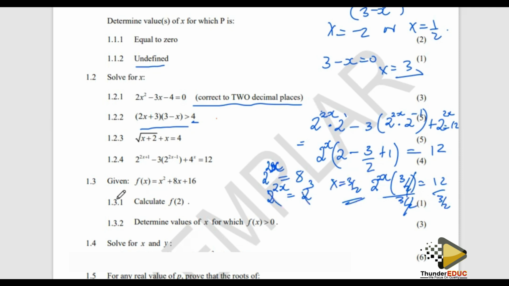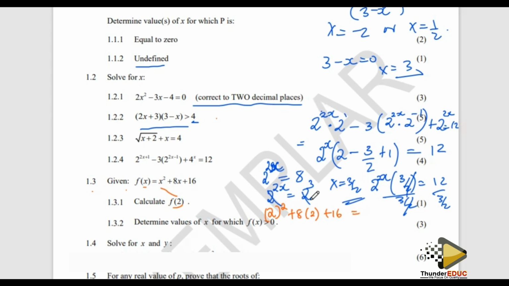Then we move on to 1.3. If we're given f of x as this, so function of x is given as that, can we calculate f of 2? Remember, x is being replaced with a 2. Then let's do the substitution. Wherever there's x, we're just going to put a 2. So that's going to be 2 squared plus 8 times 2 plus a 16.